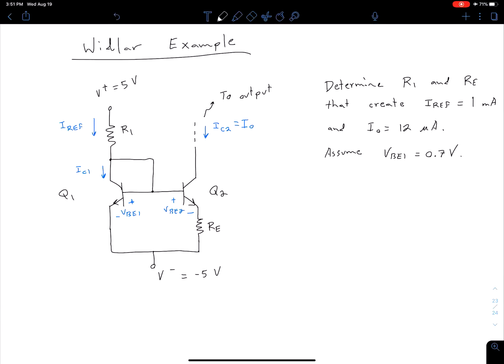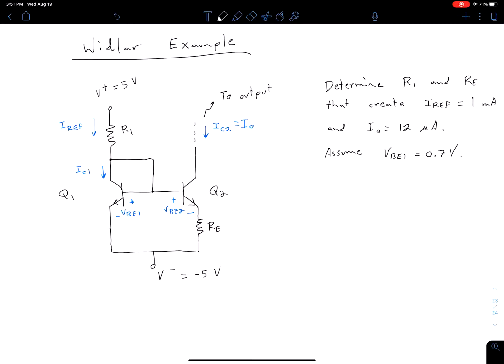Let's take a look at an example of using our Widlar current source. As with all the examples in this class, I would encourage you to maybe pause the video and try to work through this on your own, and then come back and watch the video to check your steps and make sure everything looks good. And of course, at any point, if you have questions, feel free to let me know.